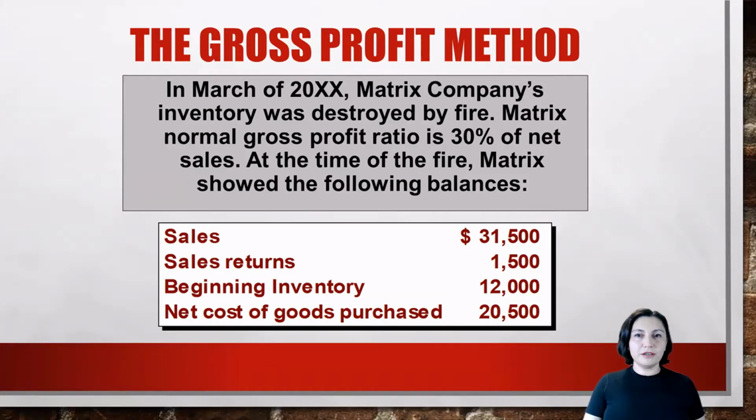Let's look at the example. In March, Matrix's inventory was destroyed by fire. Past history shows that Matrix's normal gross profit ratio is 30% of net sales. Here are some other balances in Matrix's accounting records. Sales were $31,500, sales returns were $1,500, beginning inventory was $12,000, and the net cost of goods purchased was $20,500. Let's estimate the amount of the inventory lost in the fire.